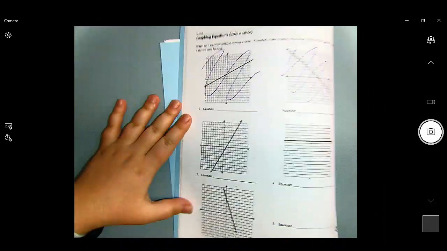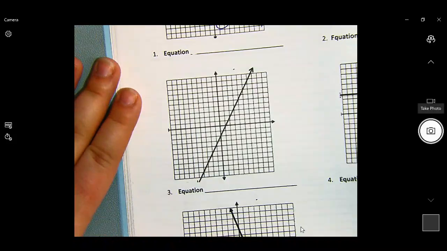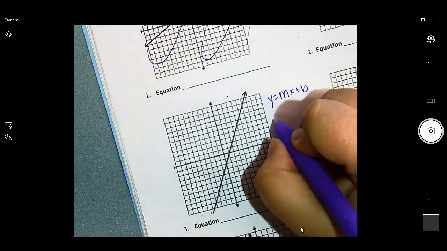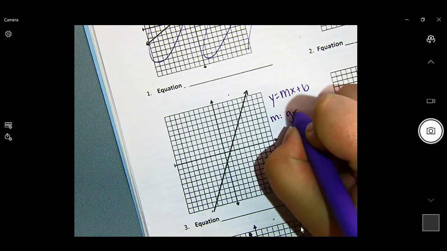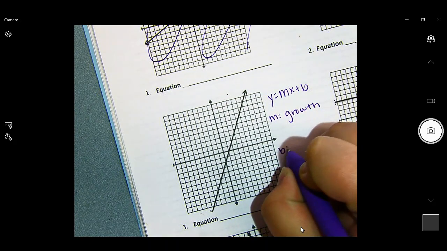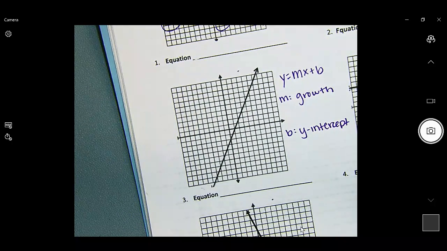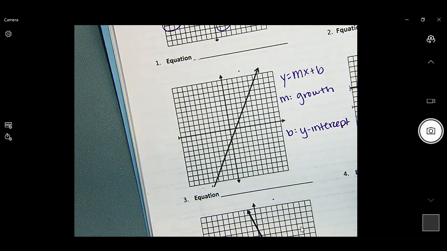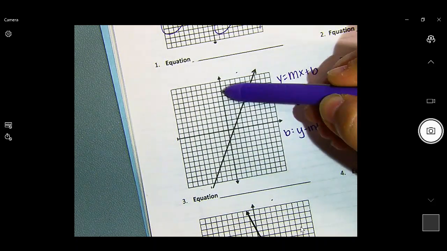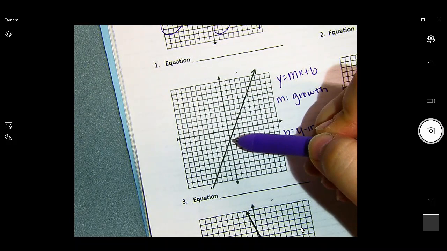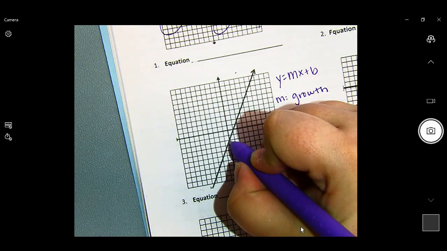All right, so let's dive in with equation number 3. Let's get rid of this. Equation number 3. Okay, so if I think about my equation, remember it's y equals mx plus b, where m is my growth and b is my y-intercept. So the first thing I'm going to look for is my y-intercept. And remember, that's just the point on this y-axis where my line crosses it. So if I look at my line and my y-axis, I see that they're crossing right here.